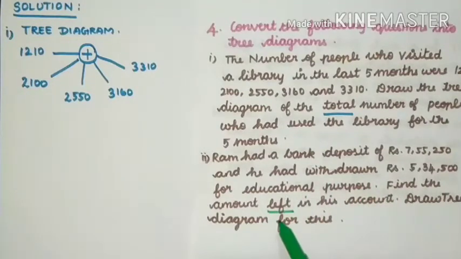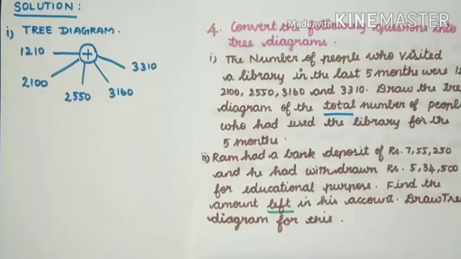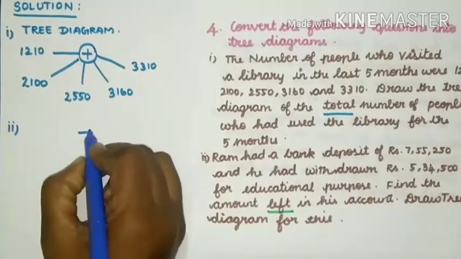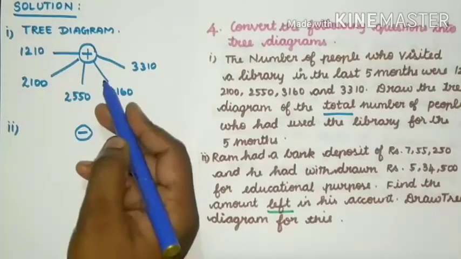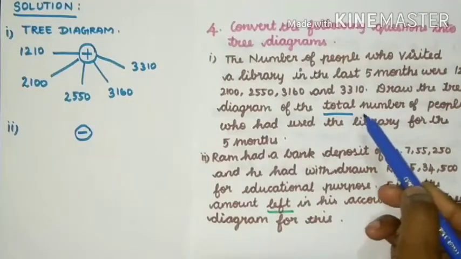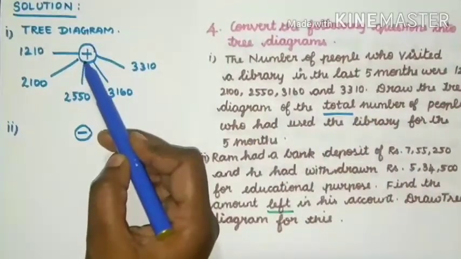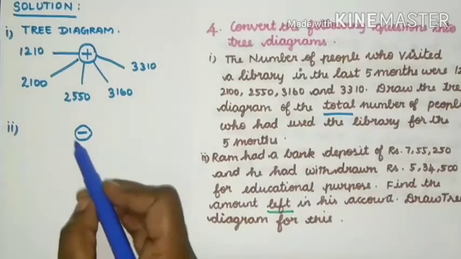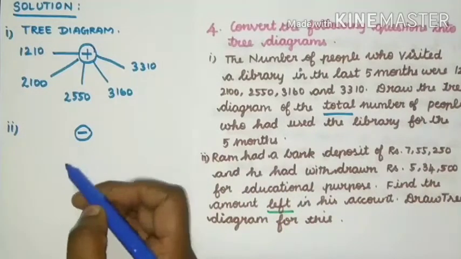See, left represents what? Subtraction. So, you have to use the operation subtraction here. In the previous problem, we had to find the total number of people, so we used the addition operation. In this, we have to find the balance amount, that is the amount left in the account. So, we have to use the subtraction symbol here.